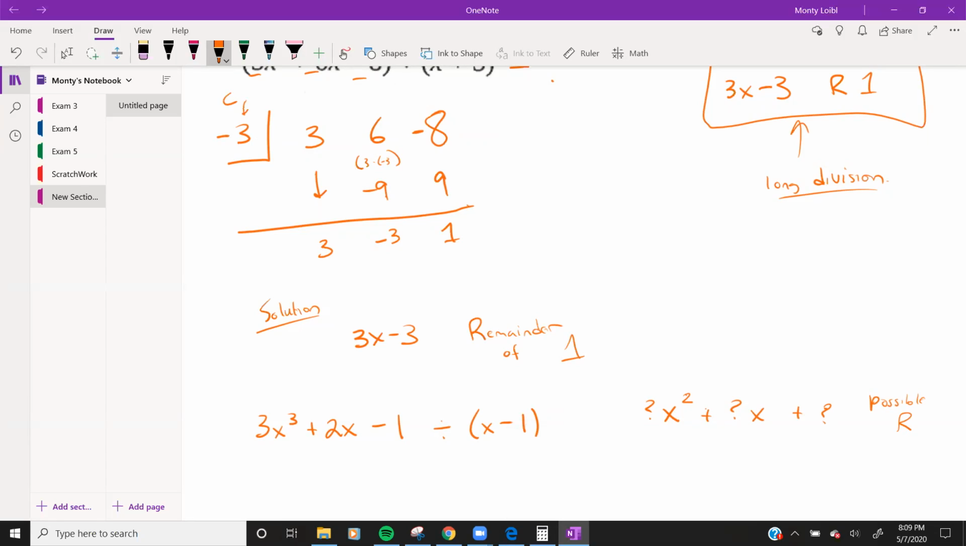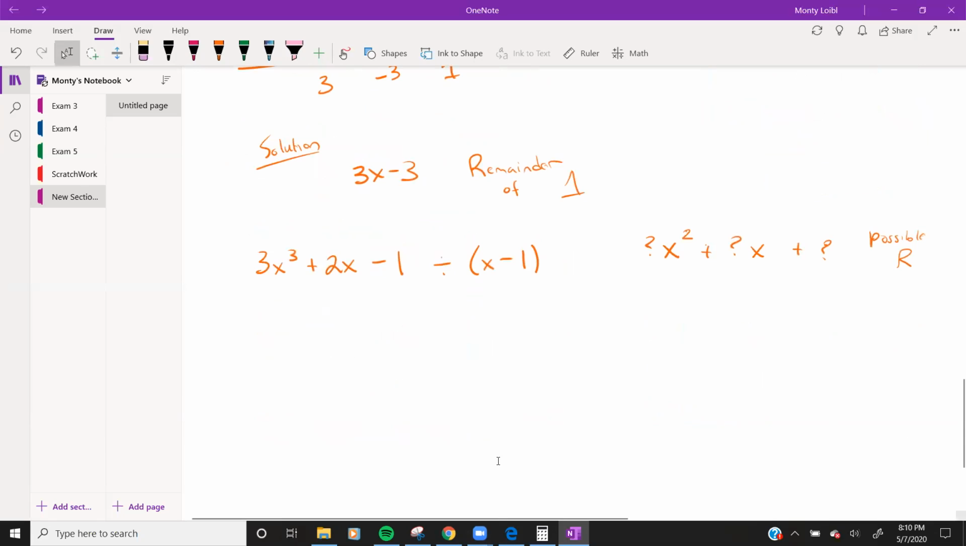Do you want to do this other one as synthetic division or polynomial long division? What would you prefer? The first one we did was polynomial long division, right? Let's do synthetic, because I'm still confused. Okay, so we'll do this in synthetic.